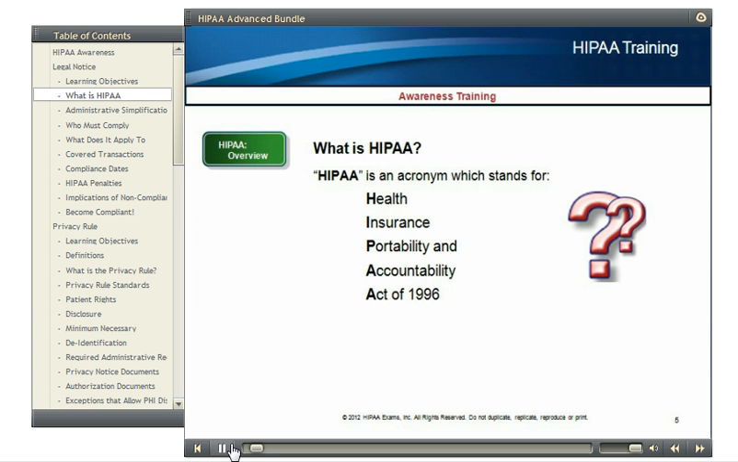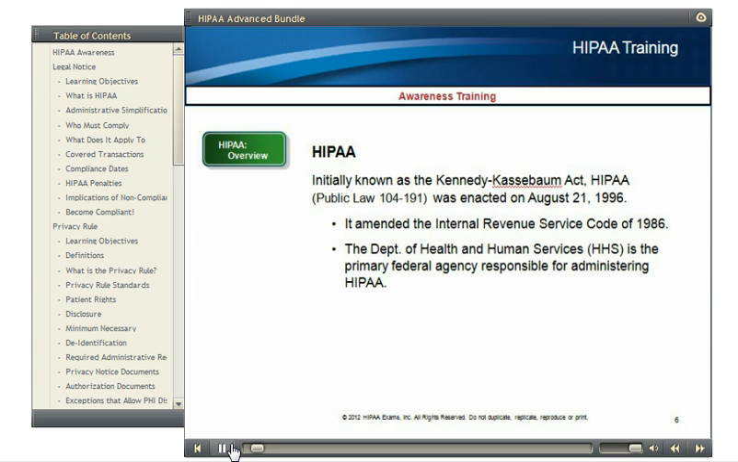What is HIPAA? HIPAA is an acronym which stands for Health Insurance Portability and Accountability Act of 1996. Initially known as the Kennedy-Kassebaum Act, HIPAA, Public Law 104-191, was enacted on August 21, 1996. It amended the Internal Revenue Service Code of 1986. The Department of Health and Human Services, HHS, is the primary federal agency responsible for administering HIPAA.